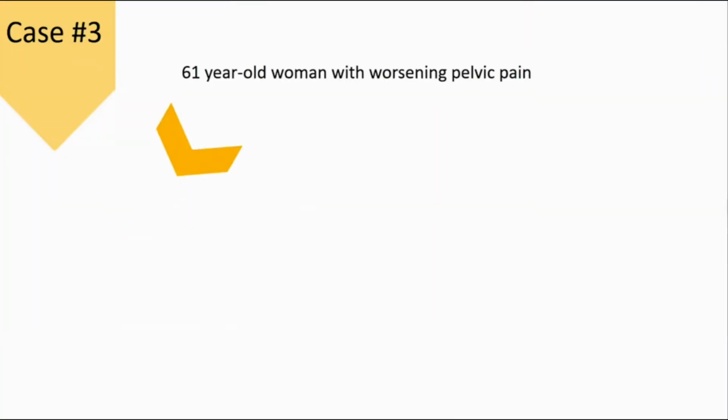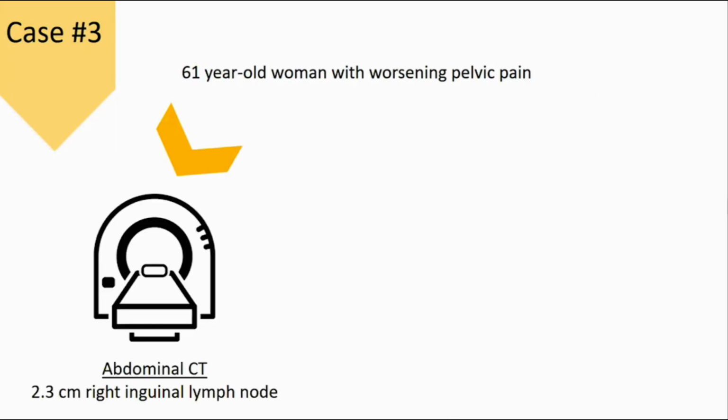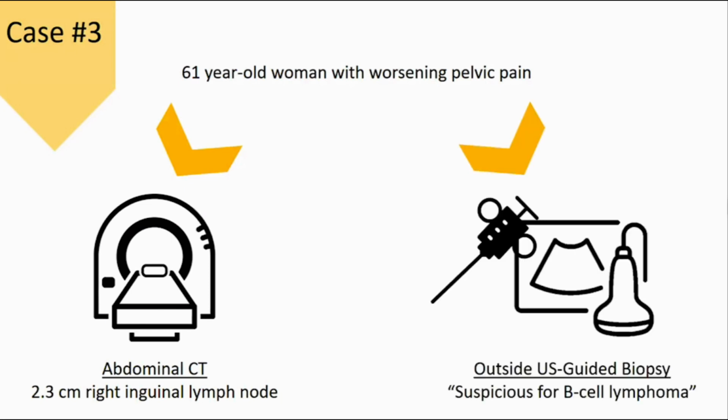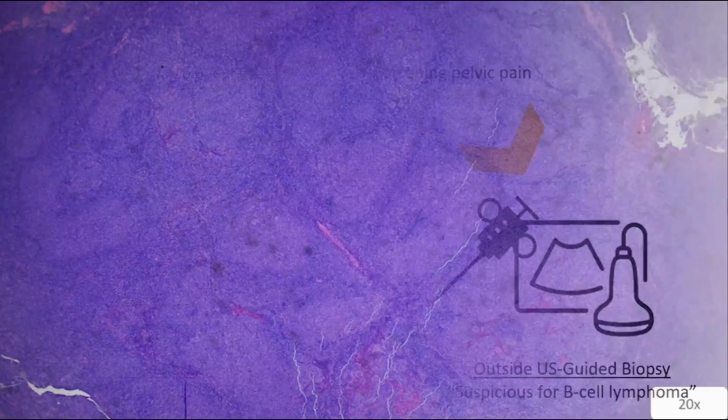So moving on to case 3. This was a 61-year-old woman who presented for long-standing pelvic pain. She ultimately got an abdominal CT that did show a right inguinal lymph node that was enlarged. She did have it biopsied at an outside institution, so we don't have the slides for that. But this was overall called a suspicious for B-cell lymphoma biopsy. So she proceeded with an excisional biopsy of this inguinal lymph node.